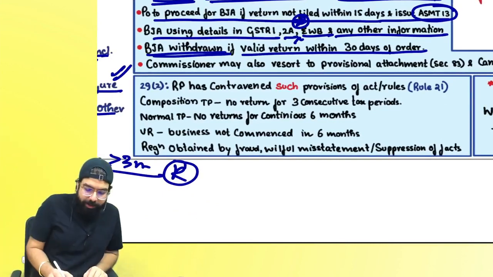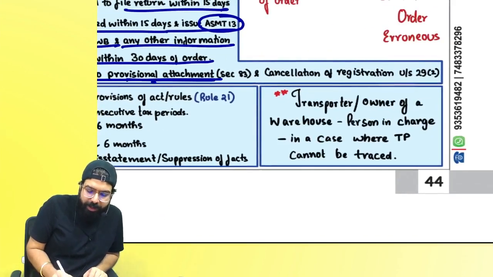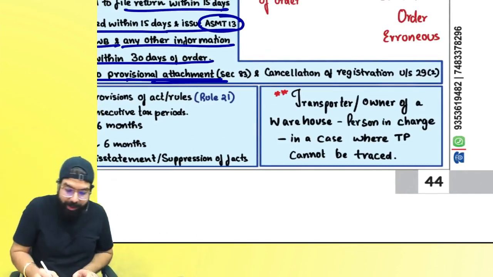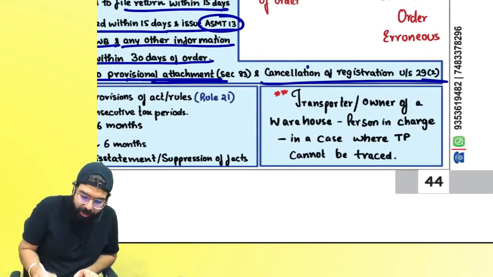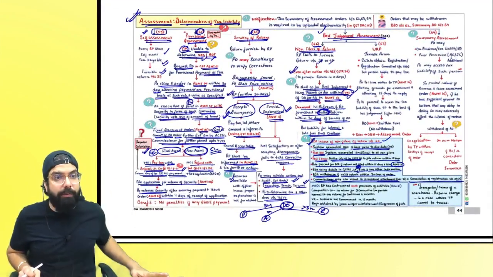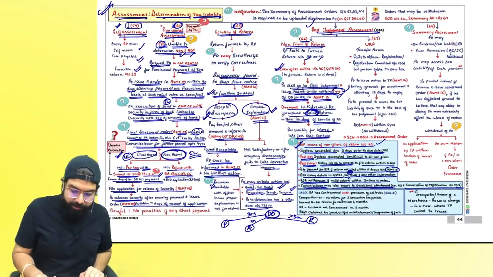Always remember, when he is doing best judgment, the commissioner can also resort to provisional attachment. Basically, they can attach your bank accounts, etc. And also they can go for cancellation of registration under section 29(2). Are we clear, everyone? Because you are not filing a return, they can cancel your registration.